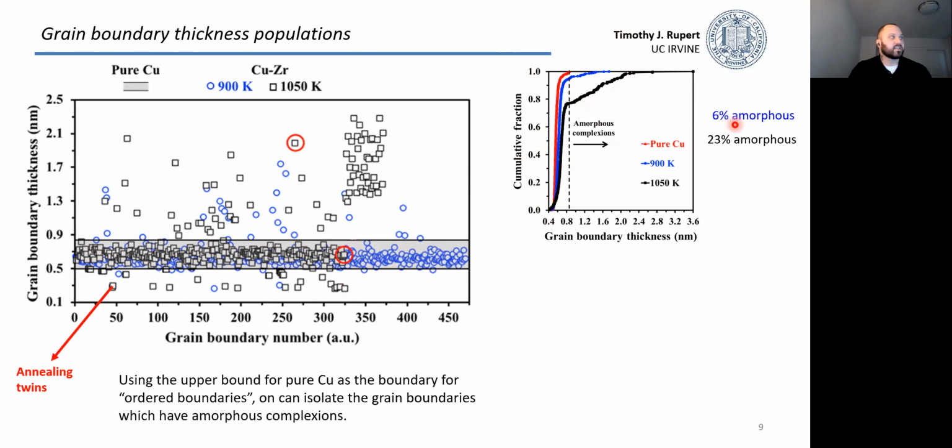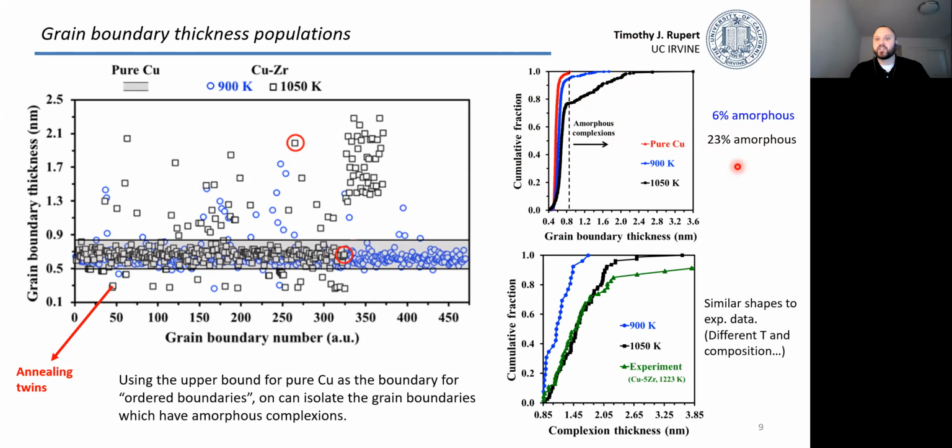What's nice about that is it lets us start to put some numbers on the amount of transformation. So we can say that 6% of the boundaries have become amorphous at 900K, 23% have become amorphous at 1050K, and things like that. Just as a sanity check, we can just plot the right side of these distributions for these simulated data sets against one of our experiments and see that the shapes sort of look relatively the same. Now, they don't look exactly the same, but we wouldn't expect them to. The experiment is at a higher temperature and higher composition.